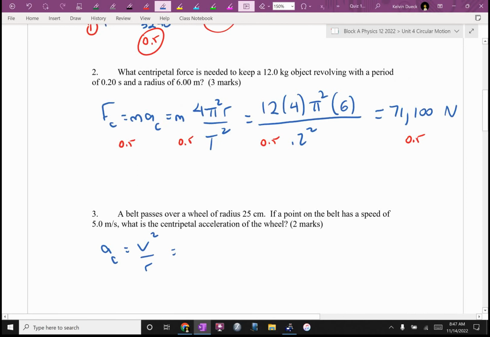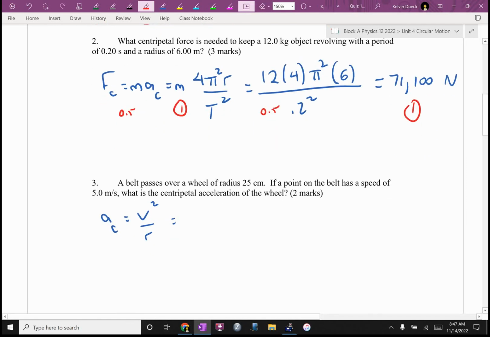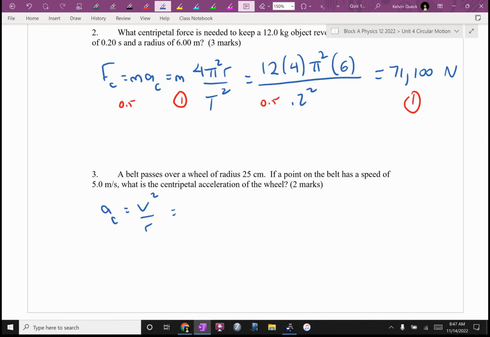Oh, by the way, number 2 is worth 3 marks, not 2 marks. I was going, wait a minute, something seems wonky. So I guess I would probably do something like this. 1 mark, oh, change colors, Mr. Dewick. 1 mark if I see this, and 1 mark for the answer. But if you got it right, you get 3 marks. V squared over R, it's going to be 5 squared over, ooh, nice try, Mr. Dewick.